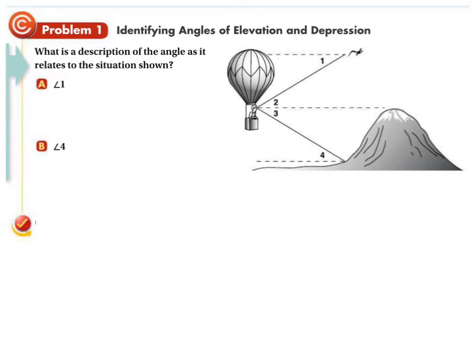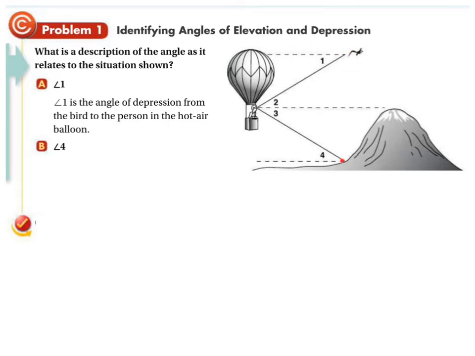Okay, we've got an easy start to this. What is the description of the angle as it relates to the situation below? Is it an angle of elevation or an angle of depression? If you're at angle 1 right here, which is what A says, well, you're this bird and you're perfect horizontal. If you were to look down here towards the person in the hot air balloon, that would be an angle of depression. Okay, you can see what they say here. Angle 1 is the angle of depression from the bird right here to the person in the hot air balloon.